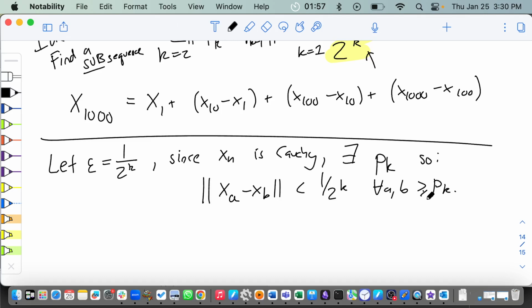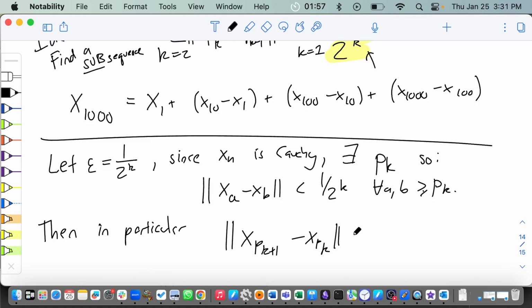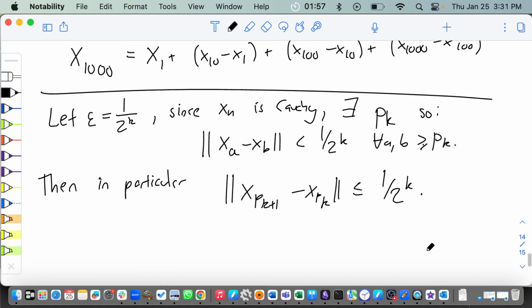So if you make the sequence p_k like this, then in particular the norm of x_{p_{k+1}} minus x_{p_k} is less than or equal to 1/2^k, which is the kind of thing that I want. So I chose the p_k's, and by choosing epsilon to be a summable sequence, I got this thing. And now I'm going to do the telescoping trick.